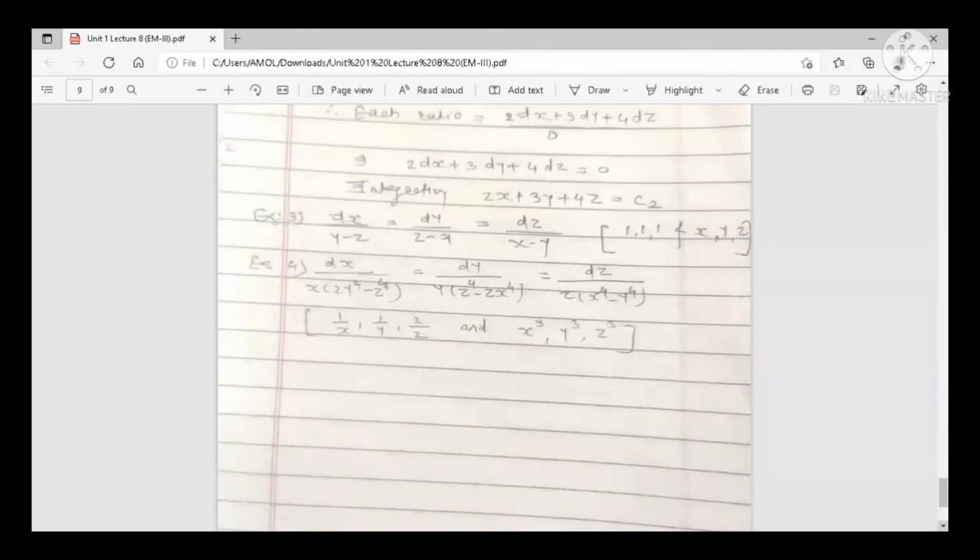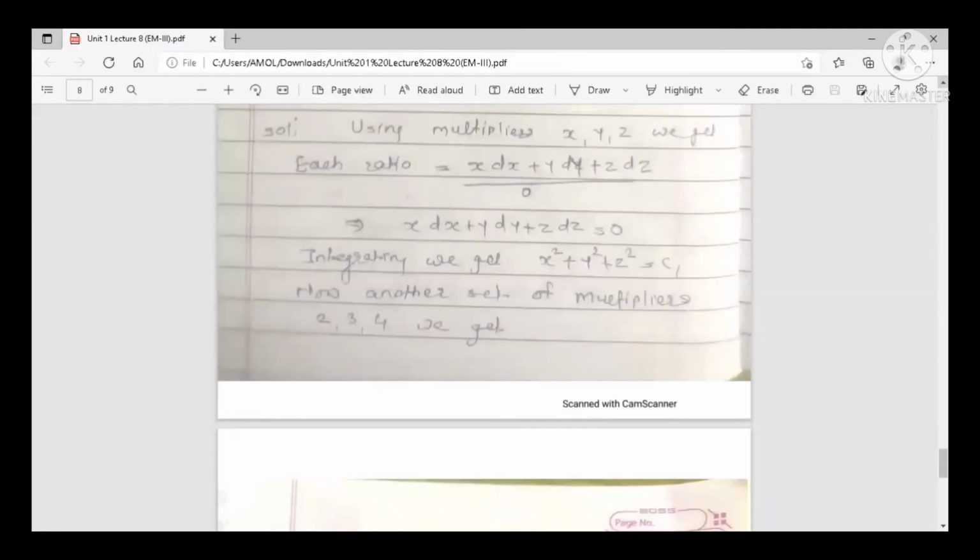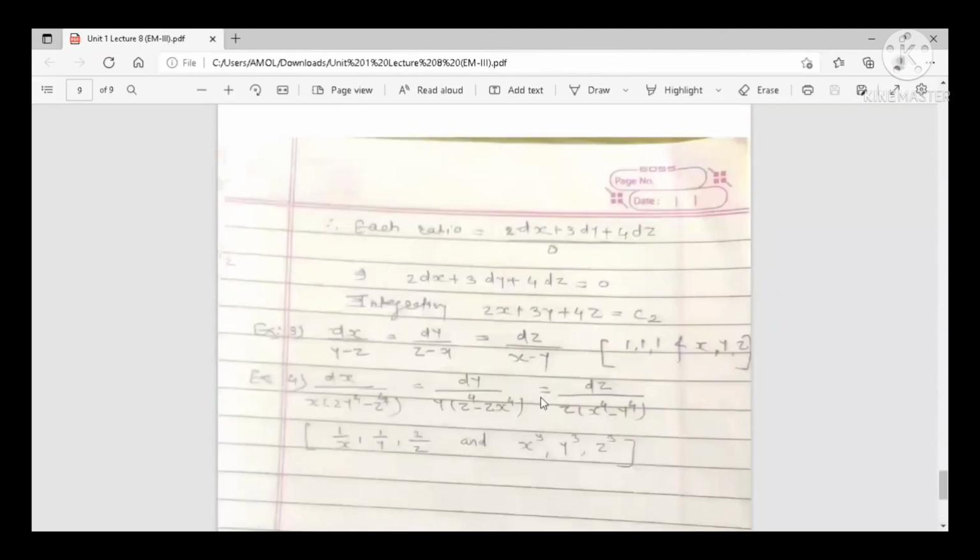Now variables are separated here, so integrating we get 2x plus 3y plus 4z is equal to c2. Okay, so this is the second set of solution. So here also in this example, we have two sets of multipliers, and so we have two sets of solutions. The first set of solution is x square plus y square plus z square is equal to c1, and the second set of solution is 2x plus 3y plus 4z is equal to c2.